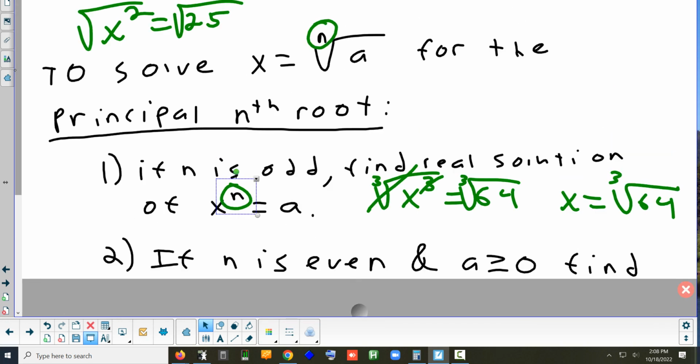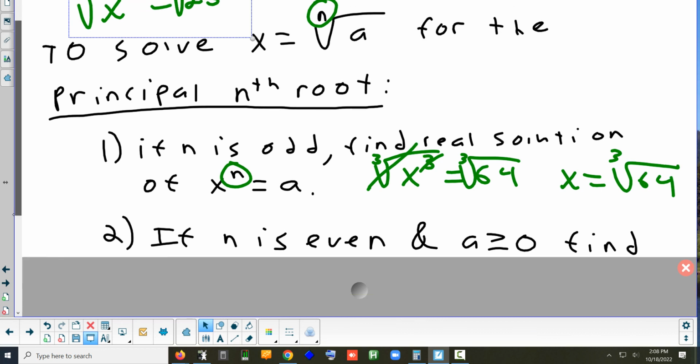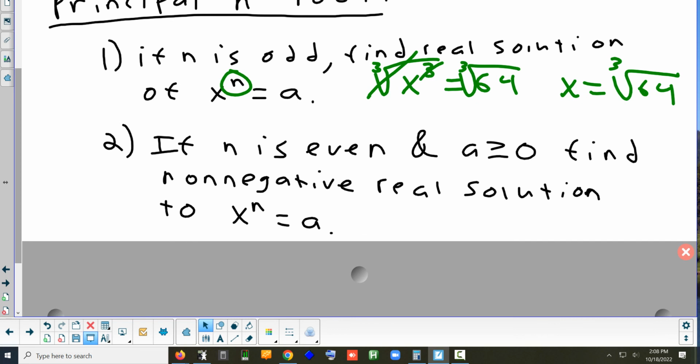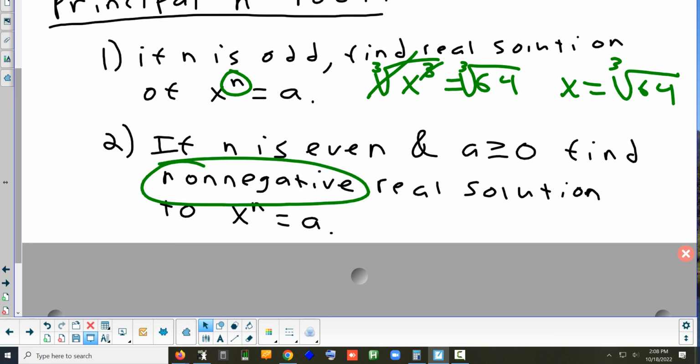Now, in this one, where I had x squared equals 25, technically when you solve that, there are two answers, 5 and negative 5. I only want the answer when I say principal that is non-negative. I don't want the negative answer. That's what that's saying. It's also saying that the thing you take the square root of has to be greater than or equal to 0. Because what would happen if I had this?